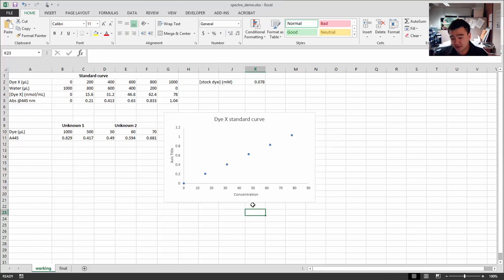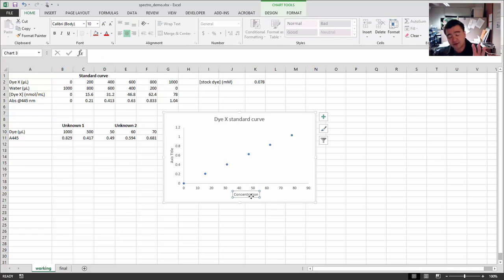A better way to do this, however, is to actually get Excel to refer to an existing piece of text on your spreadsheet. So for example, what we want to actually put as the axis title on the x-axis already exists over here in A4. So what we can do is we can get Excel to actually refer to A4 when it draws the graph.